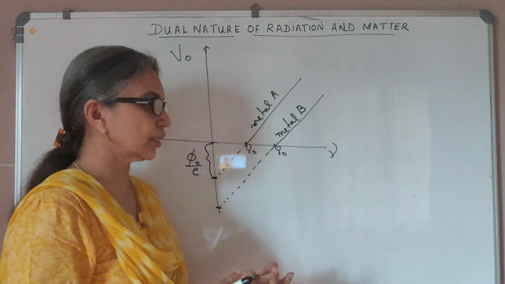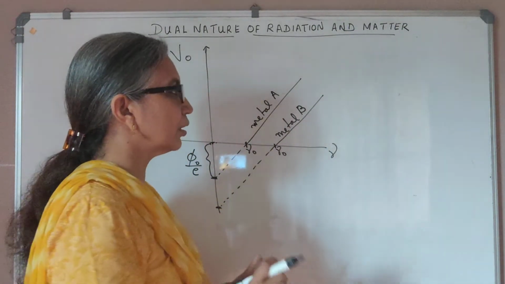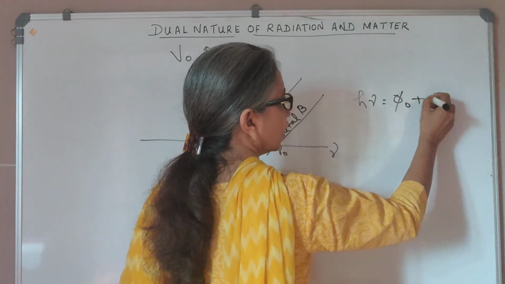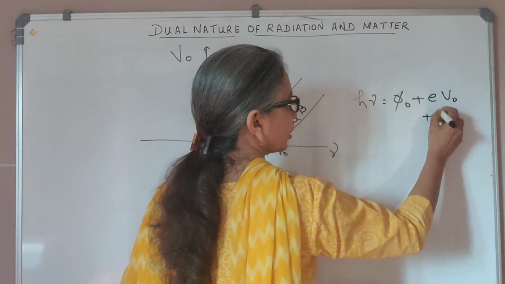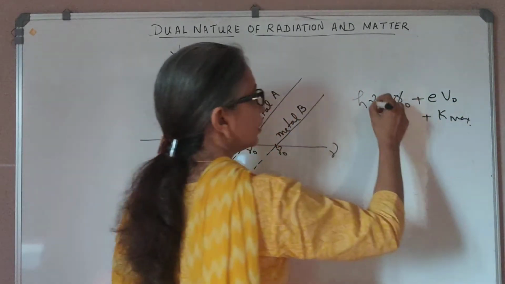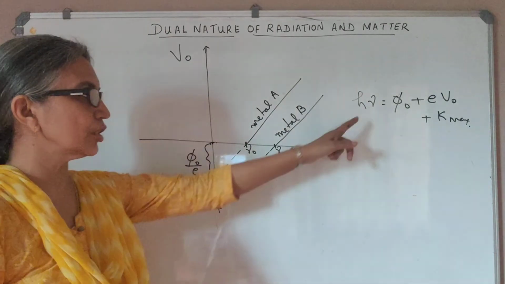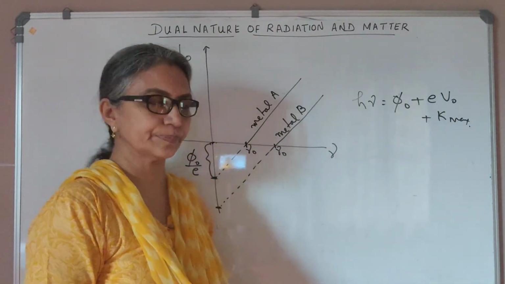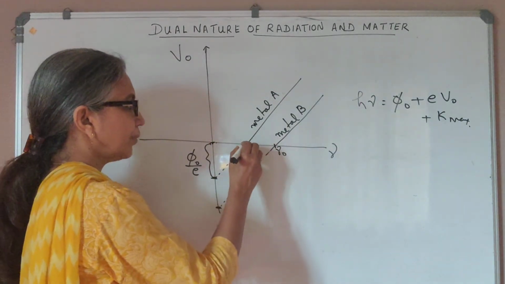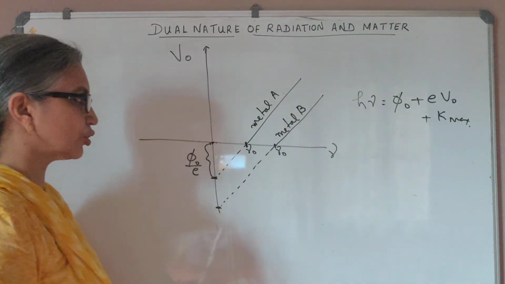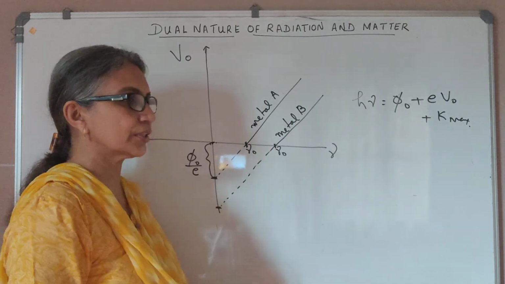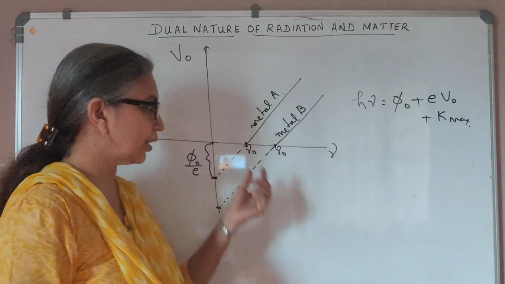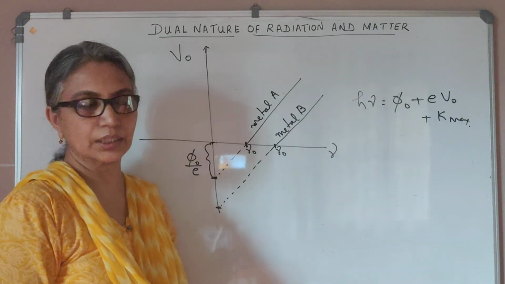Then we also came to the understanding, second one is that from Einstein's photoelectric equation, h nu equal to phi 0 plus E V 0, which is also the kinetic energy maximum. Changing the frequency changes the stopping potential and therefore the kinetic energy of the emitted photoelectrons. Also, every metal has a minimum value of frequency for which photoelectric emission takes place, and that is what you call as the threshold frequency.